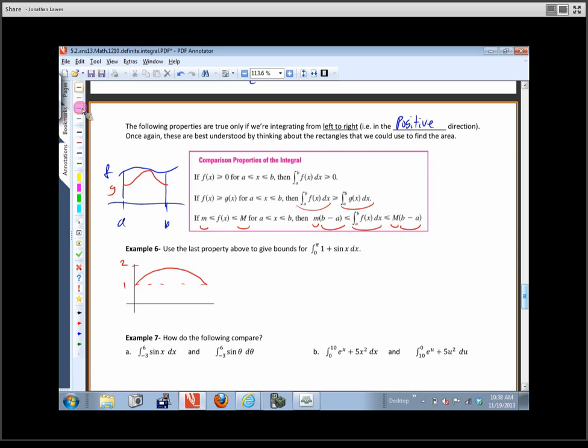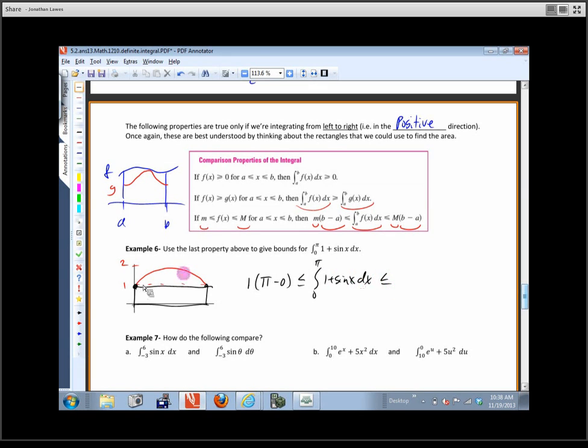So I'm going to change colors here. The minimum value on this is right here. If I take that smallest value and multiply it by the width of the interval, remember, you can find the width of the interval by doing b minus a. I could do the minimum is 1, b is pi, a is 0, less than or equal to the integral from 0 to pi, 1 plus sine x dx.